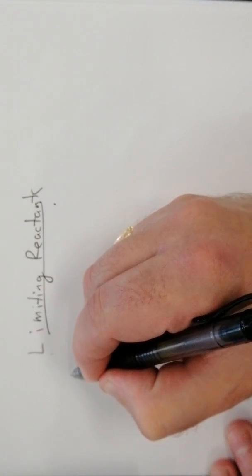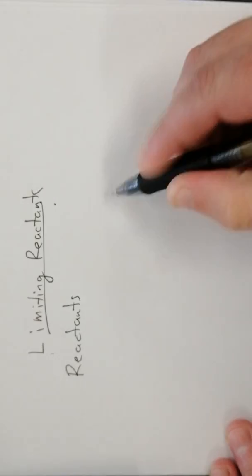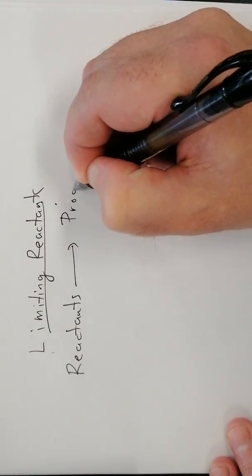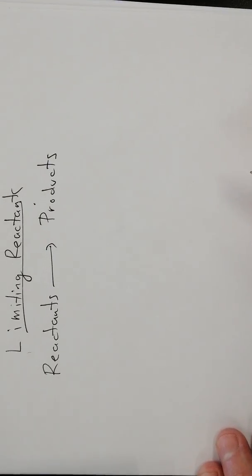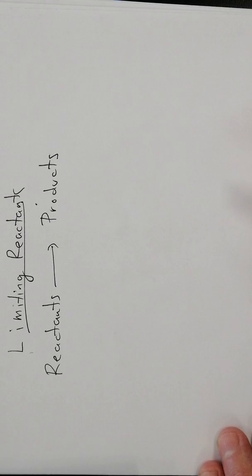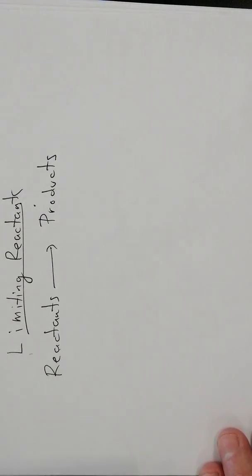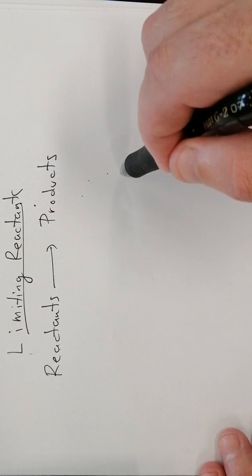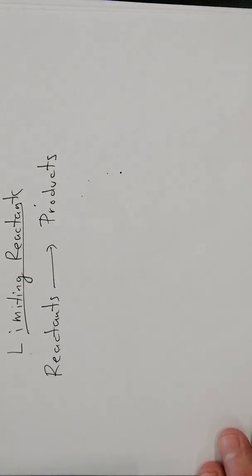So just to review, we have some reactants on the left side of your chemical equation. They come together and they make some products. Now the thing about a limiting reactant problem is one of the reactants is going to determine or limit how much product that we can make. So one is going to restrict the amount of product that we can make.